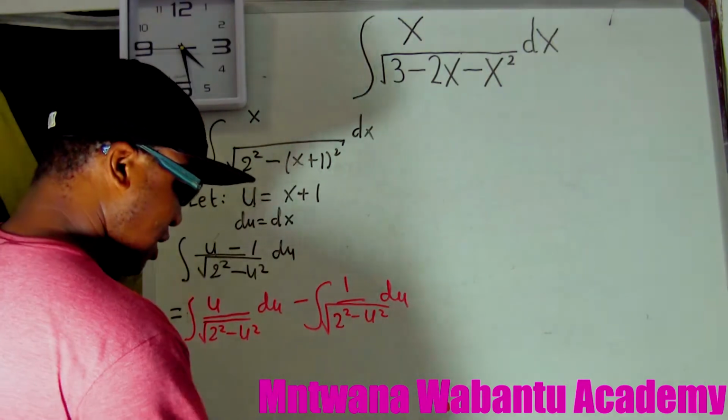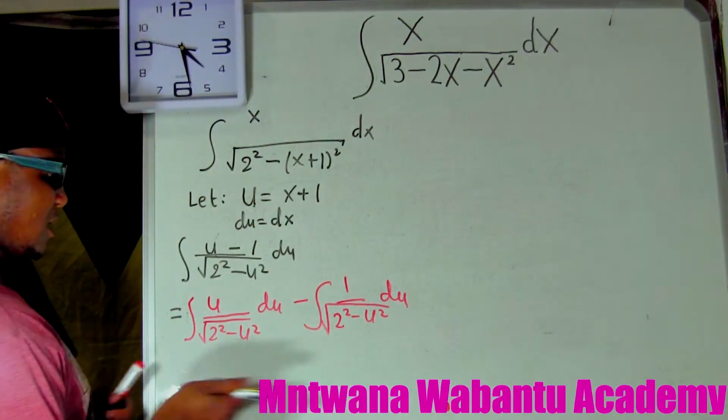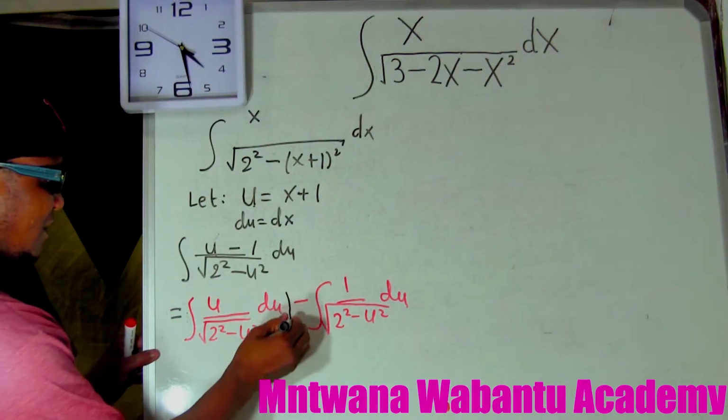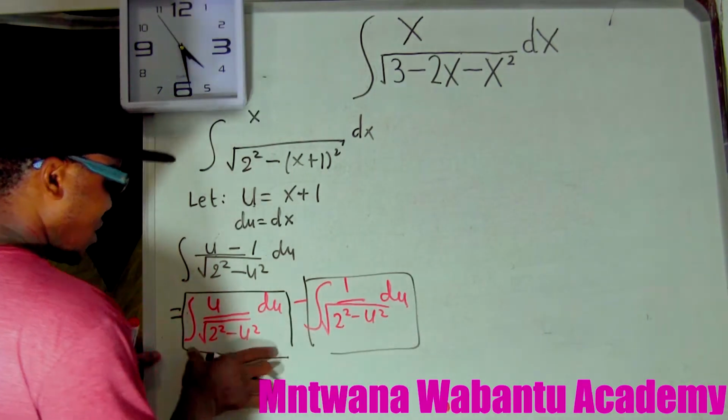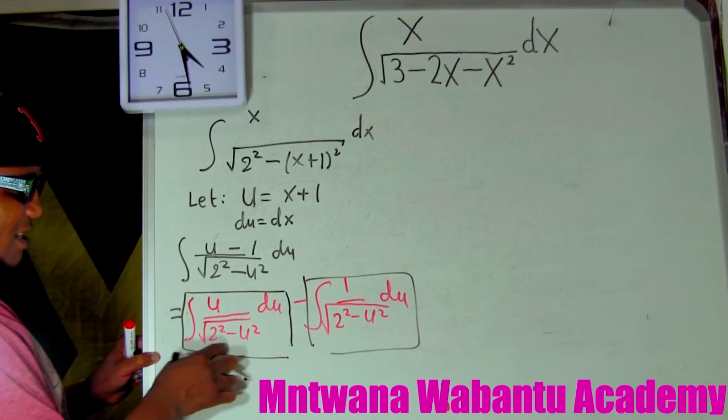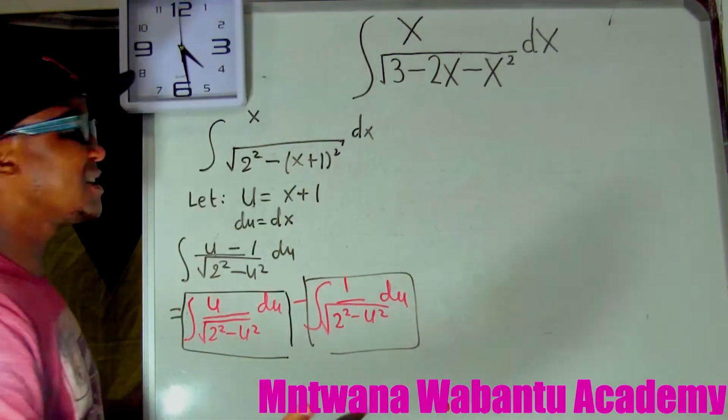So what I'm going to do, let me start with this one first. I'm going to let this equal another letter, let's say v.